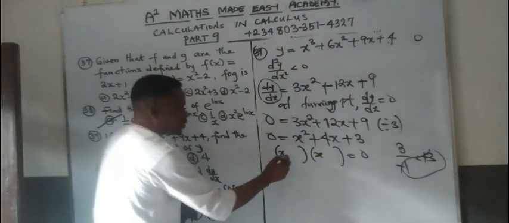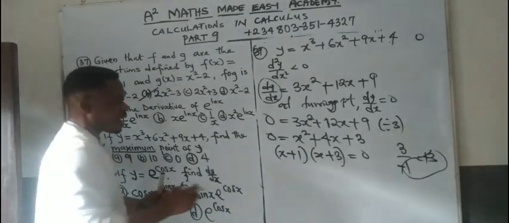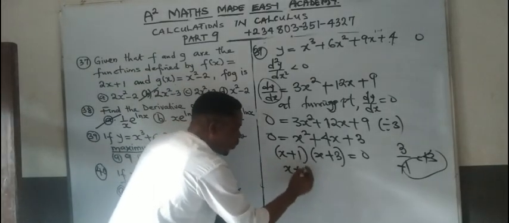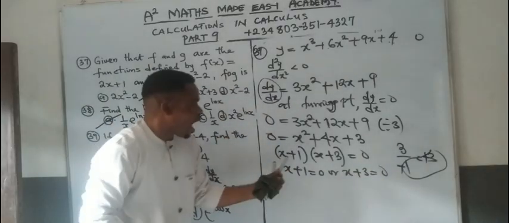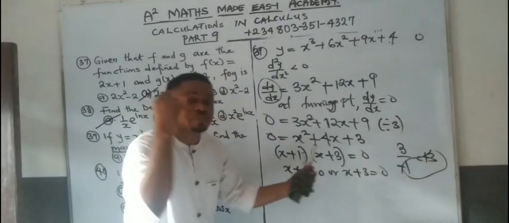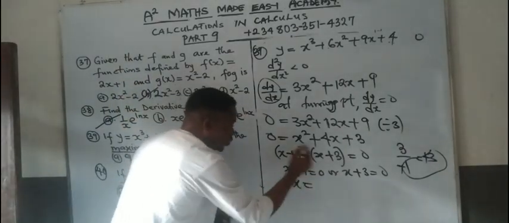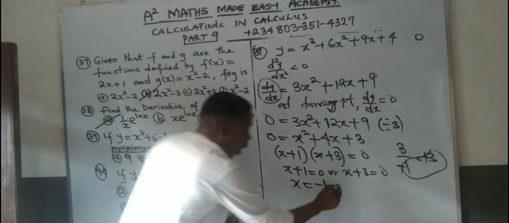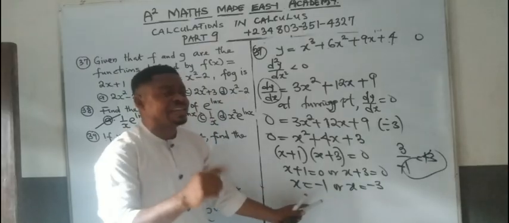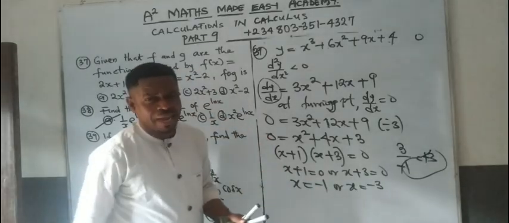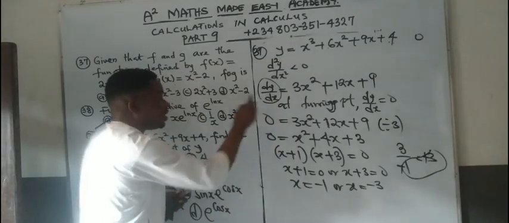Then input those values. I have x plus 1 and x plus 3. Can you see that we can get x? I can say now that x plus 1 is 0, or x plus 3 is 0. So x is minus 1 or x is minus 3. Making x the subject of the formula, x crosses over and gives minus 1, or x gives minus 3. These are the possible values that can either minimize or maximize, but we cannot conclude unless we differentiate again for the second time.